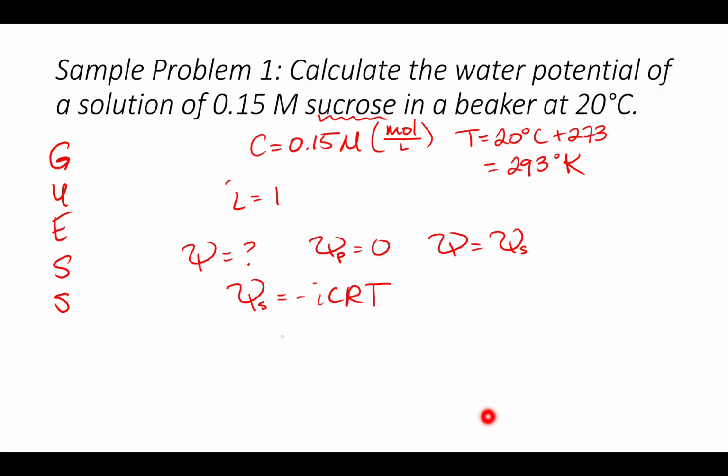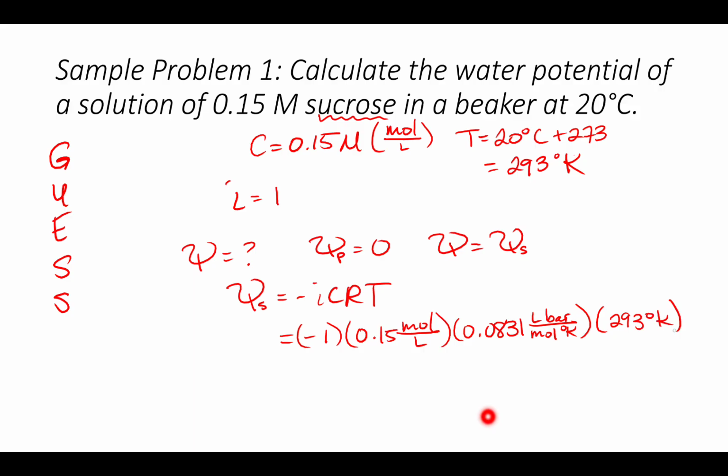So now we're going to substitute in our numbers. It's -1, never forget that negative sign, times 0.15 moles per liter, times 0.0831 liter bars per mole, times degree Kelvin, all times 293 degrees Kelvin.